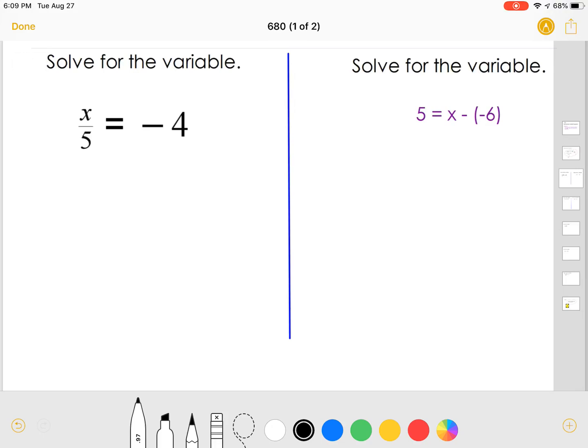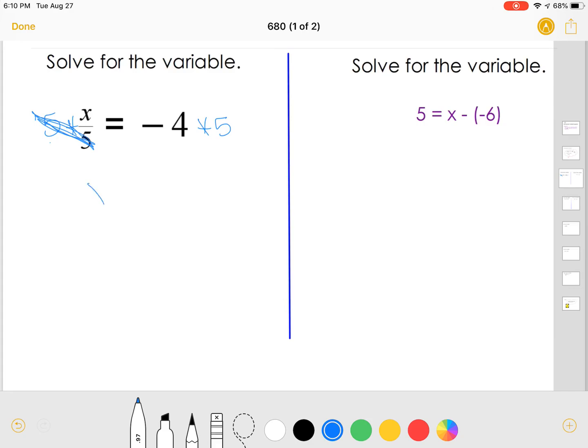So this first problem, we have x divided by 5 equals -4. Well, we want to get x by itself, so we're going to think about what is the inverse of dividing by 5. Well, the inverse of dividing by 5 is multiplying by 5. So now I have 5 divided by 5. Those are just going to cancel each other out. And since I multiplied by 5 on the left-hand side, I have to multiply by 5 on the right-hand side.